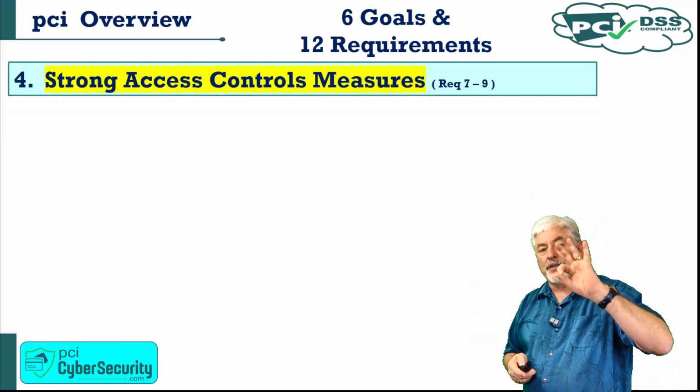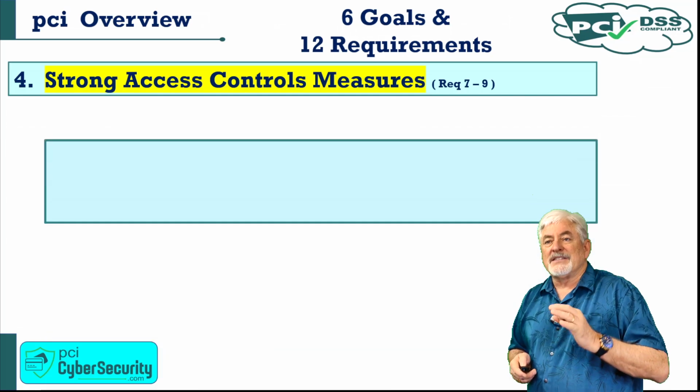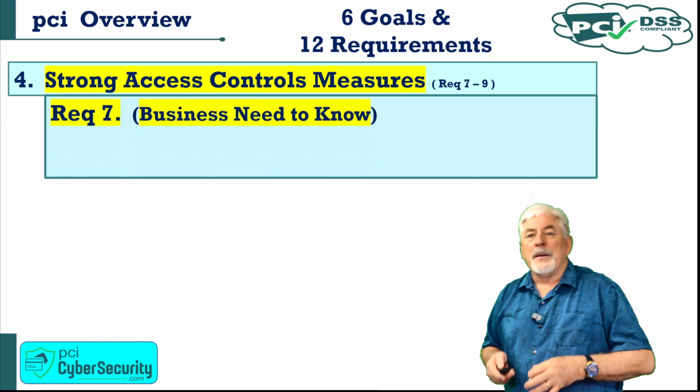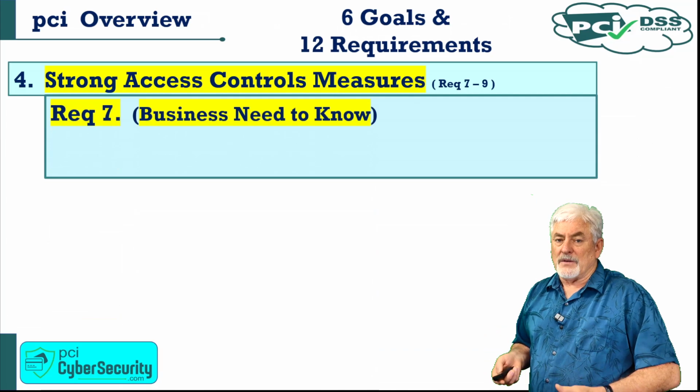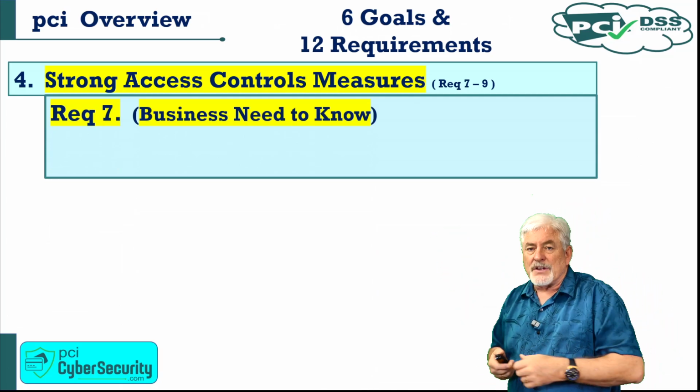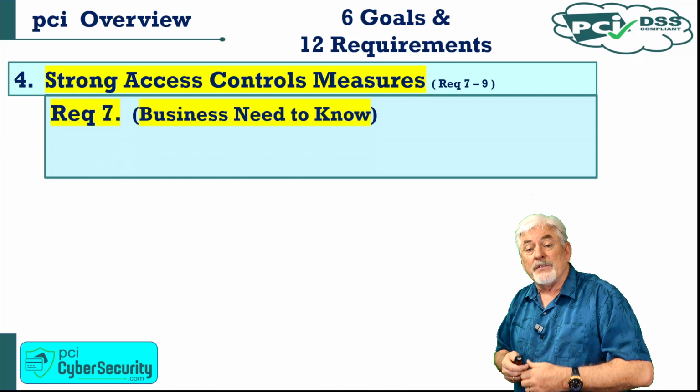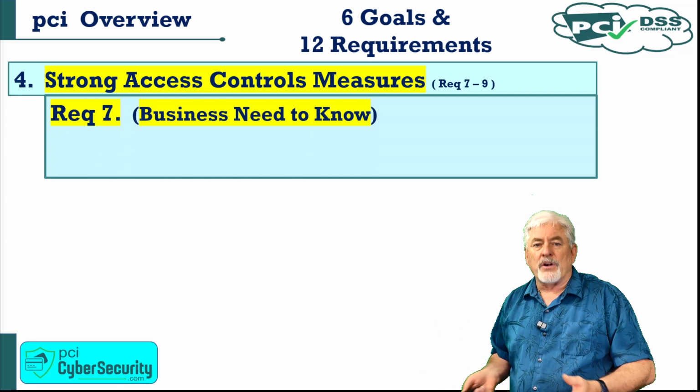All right, the fourth goal is strong access controls. Now this one has 3 requirements, 7 through 9. Number 7, business need to know. So who has access to make changes to your firewalls or your routers or your network in general?